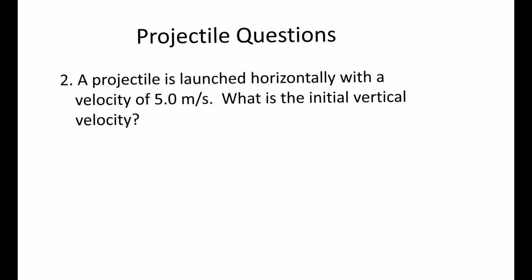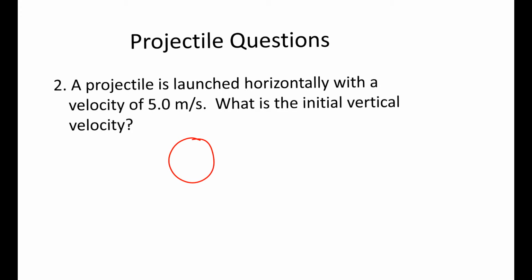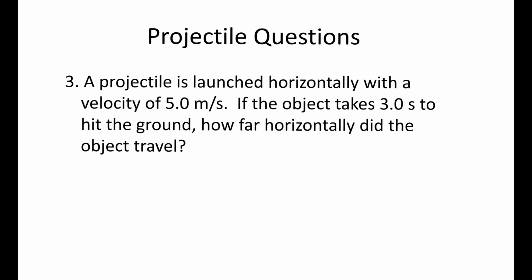The projectile is launched horizontally with an initial velocity of 5 meters per second. What is the initial vertical velocity? 0. These are usually not very hard. The projectile is launched horizontally with a velocity of 5 meters per second. If it takes the object 3 seconds to hit the ground, how far horizontally did the object travel? 15 meters, right? So it's just 5 meters per second times the time.